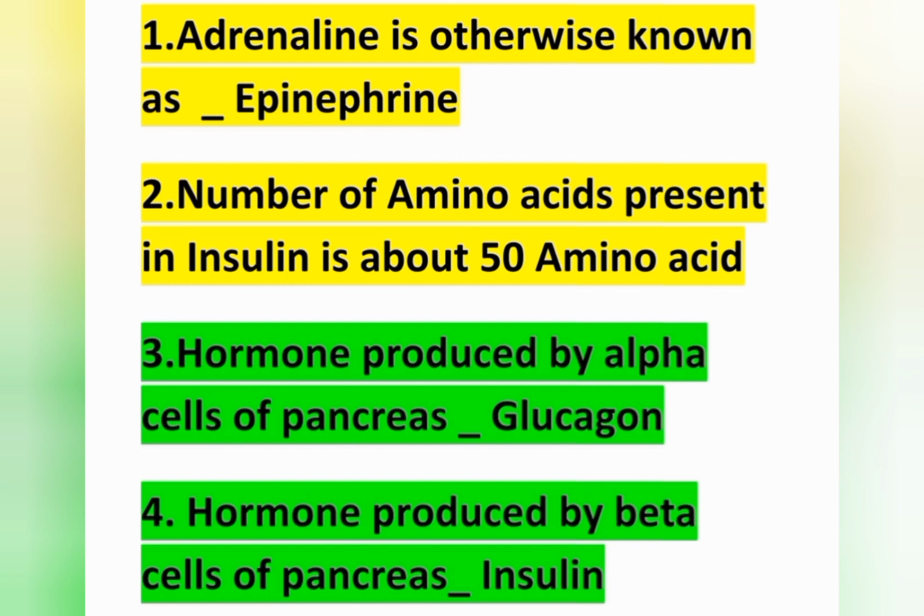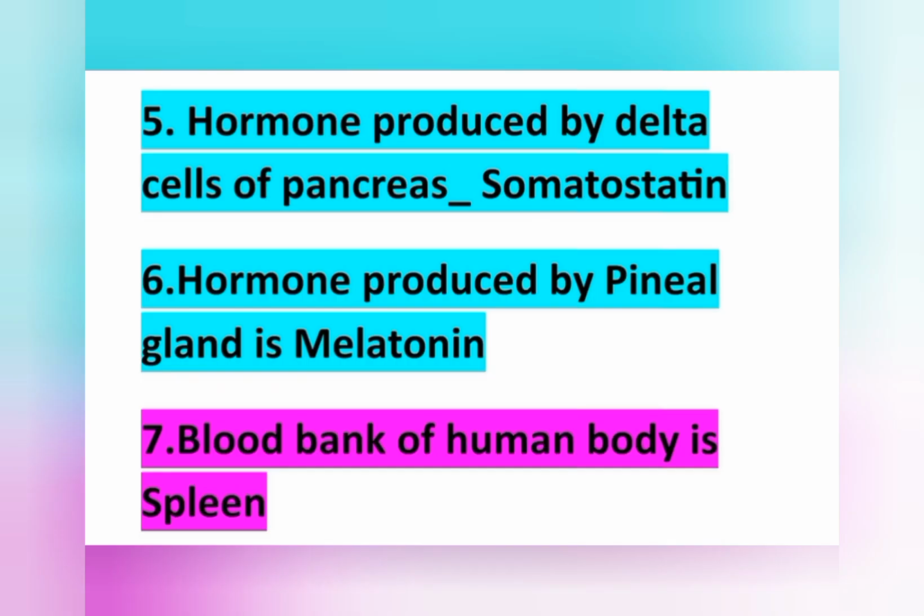And the next point, the hormone produced by alpha cells of pancreas is glucagon. The hormone produced by beta cells of pancreas is insulin. The hormone produced by delta cells of pancreas is somatostatin. And the hormone produced by pineal gland is melatonin.